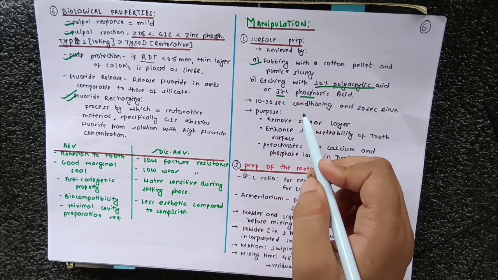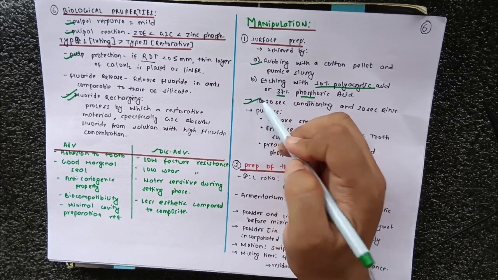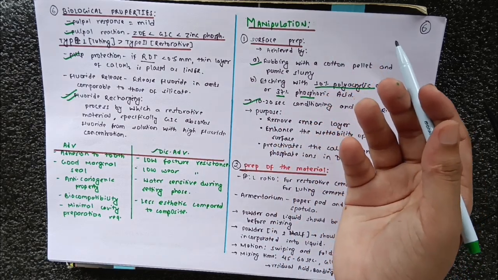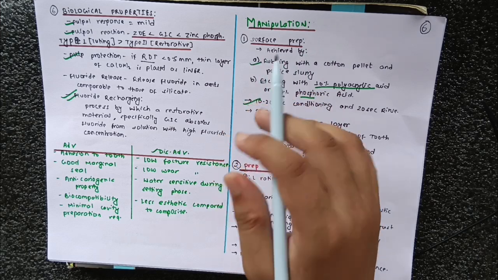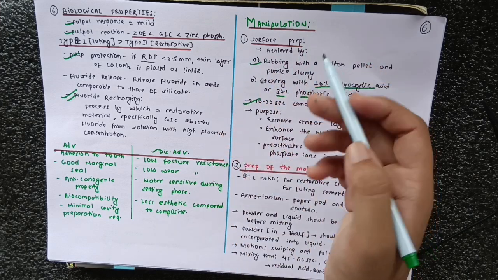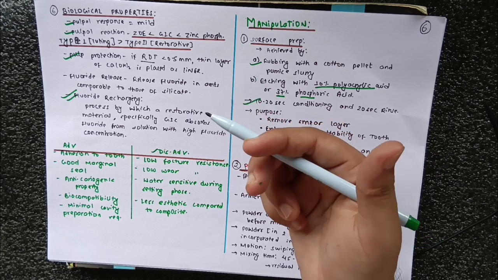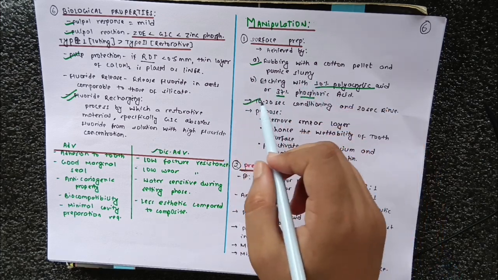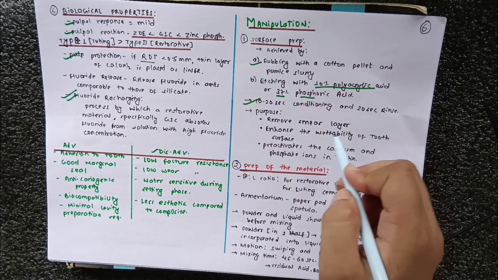And 10 to 20 seconds of conditioning is done there, and after that 20 seconds of rinsing. So after we apply this agent over that cut surface of the tooth, we just rinse it with water. After this etching, there will be a frosty appearance on the tooth surface. And the main purpose of this surface preparation is to remove the smear layer.